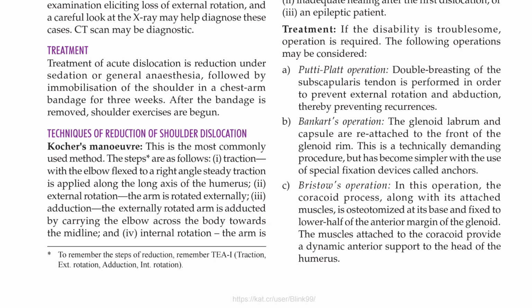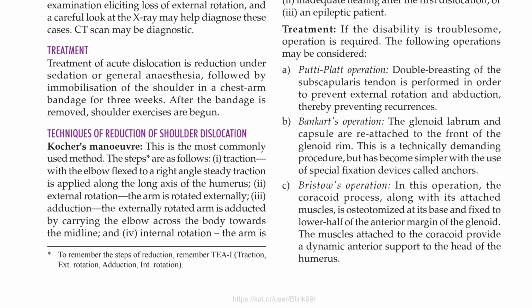Number 1, what will you do first? You will give traction. Traction means pulling. Traction with the elbow flexed to a right angle. Steady traction is applied along the long axis of the humerus. So traction with the elbow flexed to a right angle. Steady traction is applied along the long axis of the humerus. Number 1. Second is external rotation.